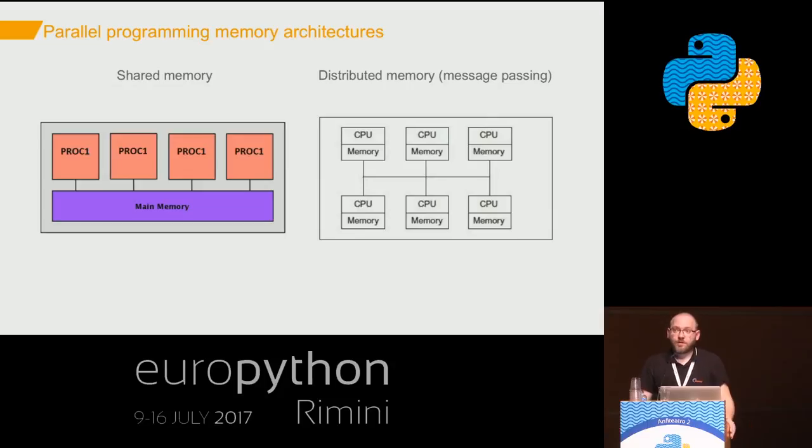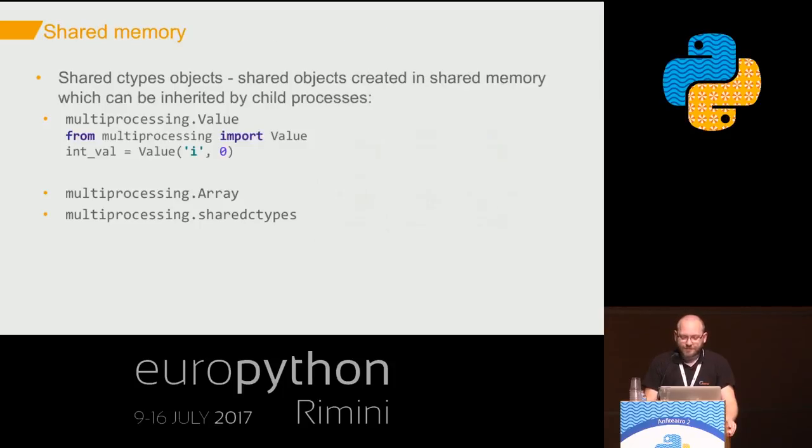Okay, so in parallel programming, we have different memory architectures, and the most known two are shared memory, where each process has its own memory, but also connects to a shared memory and works on the same data set. And we also have distributed memory, aka message passing. So we need to pass data to processes and later get that back. That's why it's called message passing. So how do we apply them in Python?